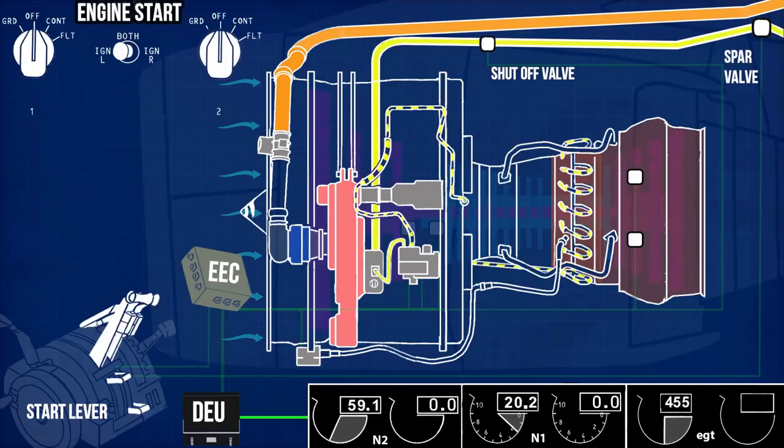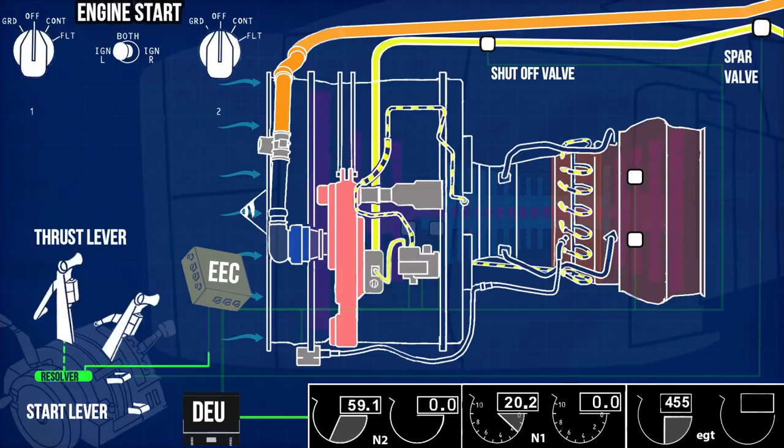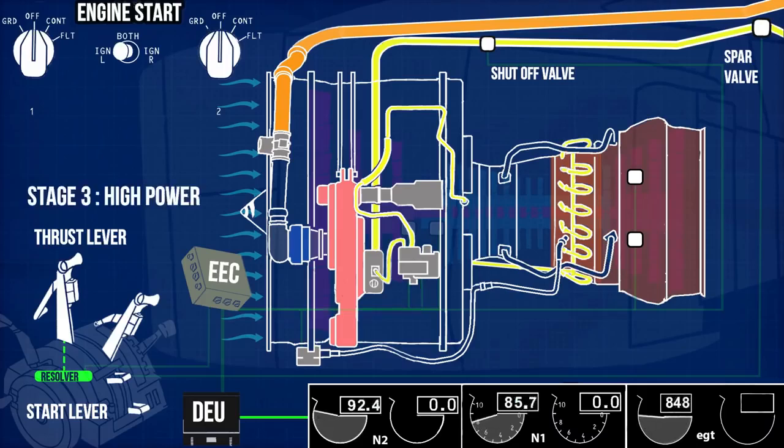In order to increase the engine thrust to high power, move the thrust lever ahead. The resolver sends an output voltage, proportional to the thrust lever angle, to the EEC. The EEC, according to the position, increases the fuel flow rate through the fuel metering valve. By supplying more fuel for combustion, the EEC increases the thrust of the engine to maximum power.